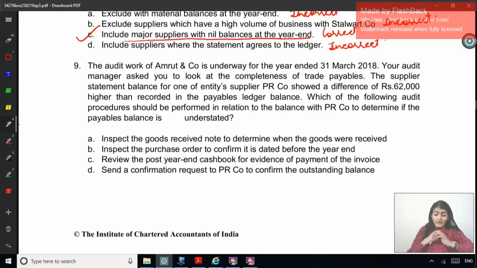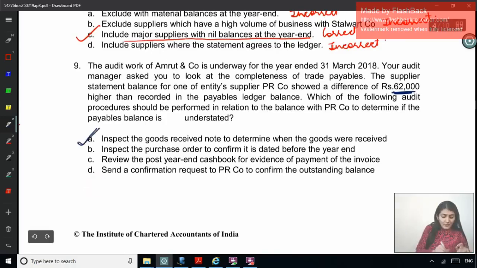Right, now what does it say? The supplier statement balance is already showing a difference of 62,000, and in the books it is understated. So now you want to see that it should not happen that goods which have actually been received have not been recorded into the books. So the correct answer over here would be A.